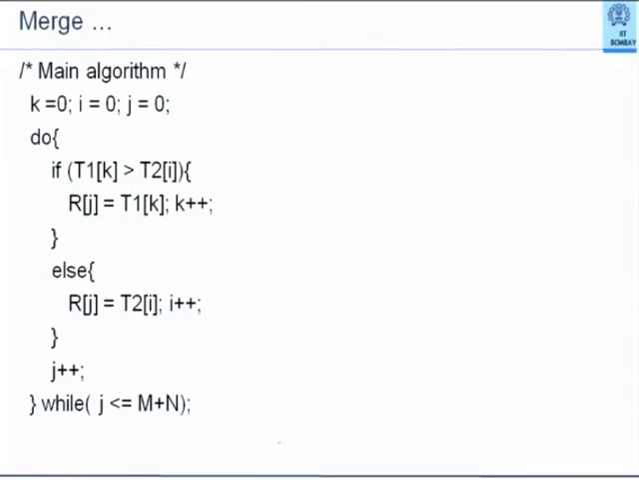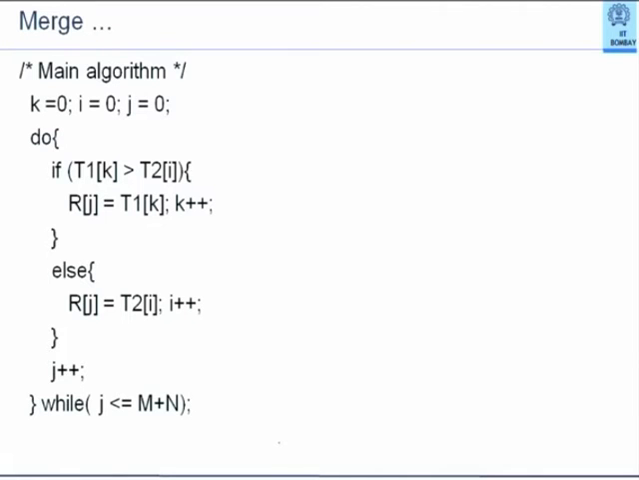The logic of the merge is actually extremely simple. So this is the main algorithm. This time I have chosen to use do while. We could have used while. Could you have used for? Maybe you can try implementing in different control structures. But this is probably the most straightforward iteration.